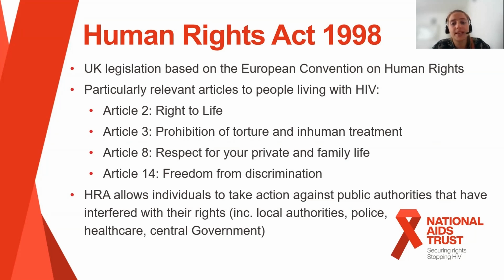And Article 3 is the right not to be subjected to torture or inhuman treatment. So this will be relevant in a case where a person living with HIV is not provided with appropriate care in a care home because of misplaced fears around HIV transmission or HIV stigma. And Article 8 is the right to private and family life.